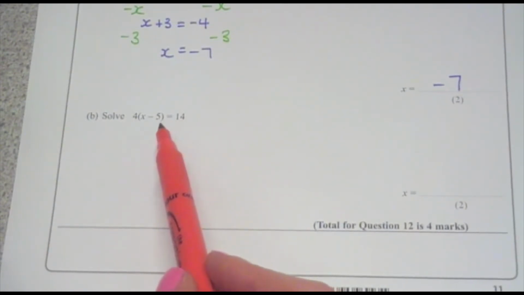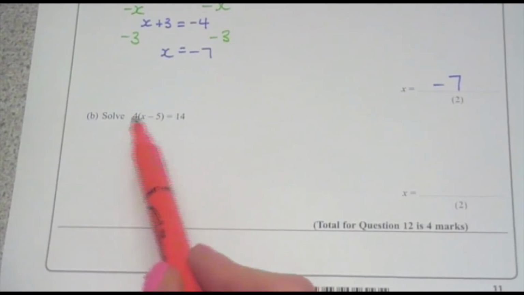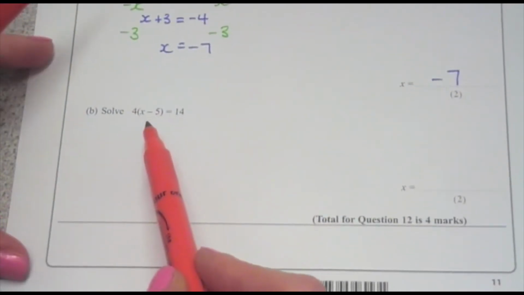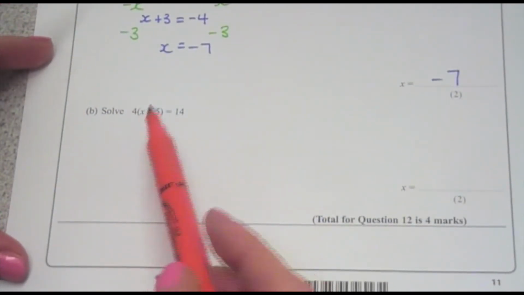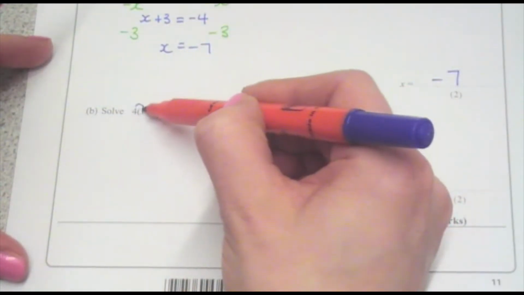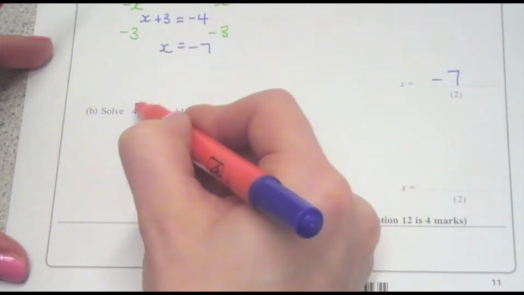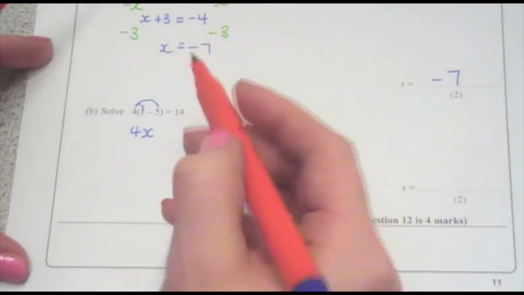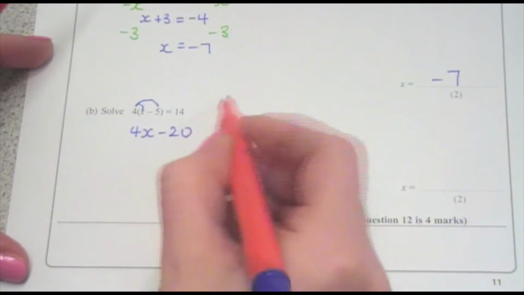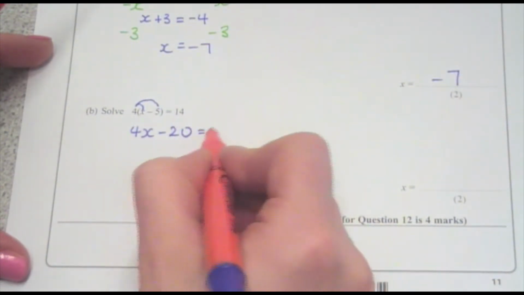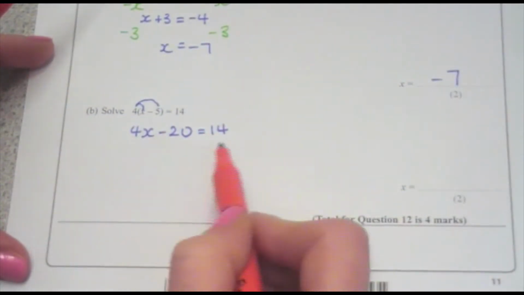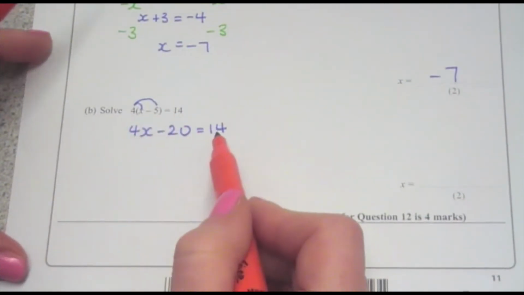Now the first thing I'm going to do is get rid of those brackets. I'm uncomfortable with those brackets, so I'm going to expand them out, and expanding means to multiply out the brackets. So I'm going to do 4 times x, which is 4x, and then 4 times negative 5, which gives me negative 20. I'm still left with 14 on the right hand side. And then it's in a form that I find a bit more comfortable to solve.